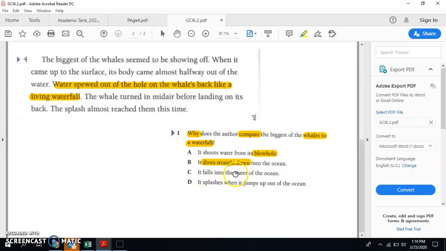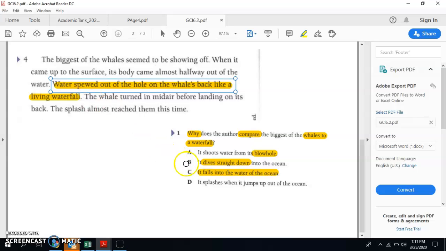So I don't know about this one either. C says it falls into the water of the ocean. So it's talking about how they both fall into the water of the ocean. And when a whale spews water from its hole, this is telling me that the water is going up and then going down into the ocean. And I know a waterfall goes right into the ocean. So they both have water going into the ocean. So maybe this could be my answer.